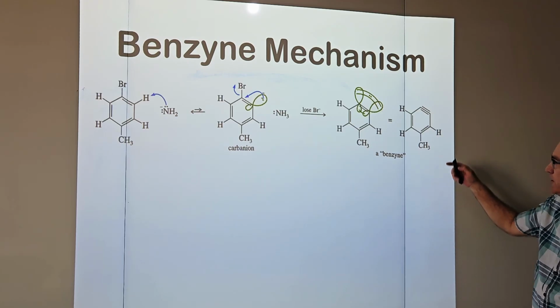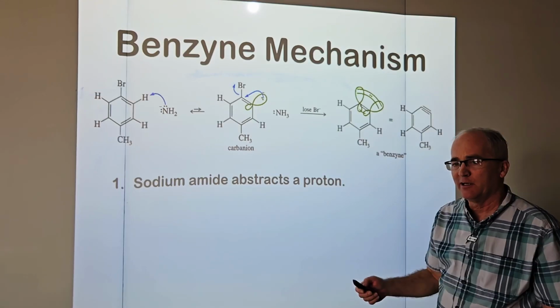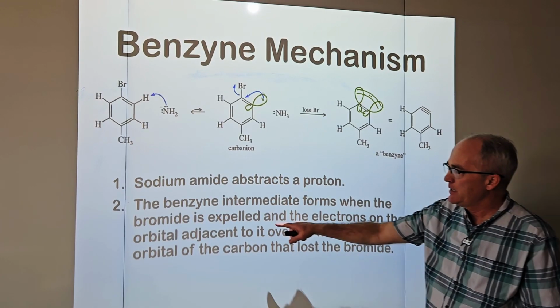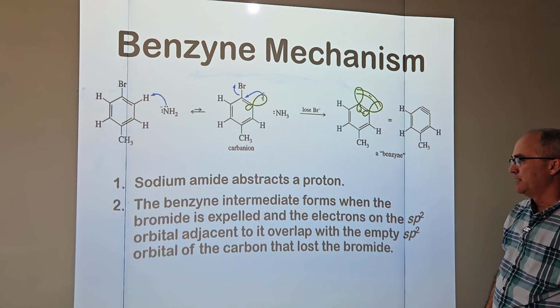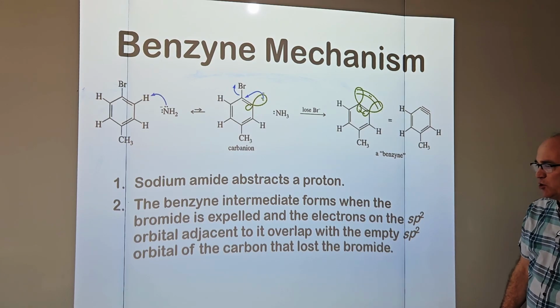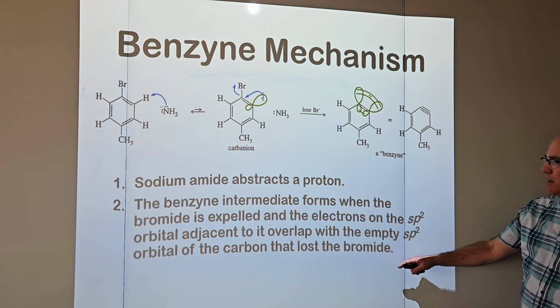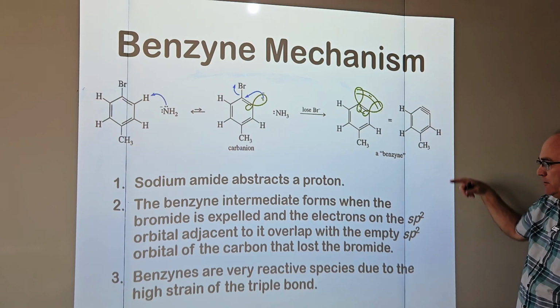Of course, that looks awfully ring-strained to me. So sodium amide, I didn't enunciate my D a few seconds ago. The benzyne intermediate, we have an alkyne, we call it benzyne. Intermediate forms when the bromine is expelled and the electrons on the sp2 orbital adjacent to it overlap with the empty orbital of the carbon that lost the bromide. And this bond angle wants to be 120. It wants to be a linear thing.